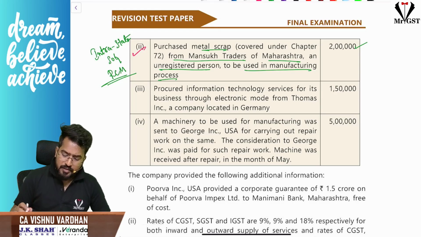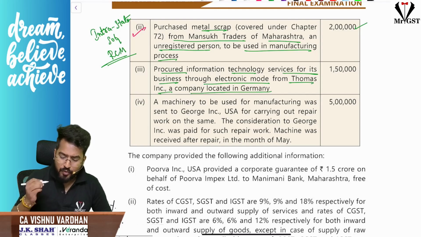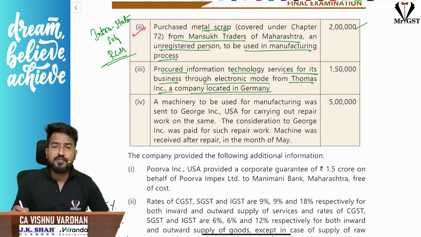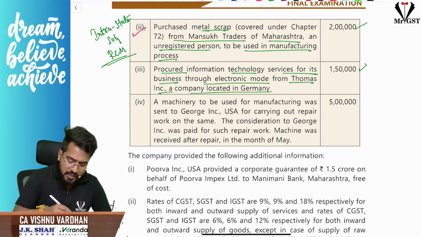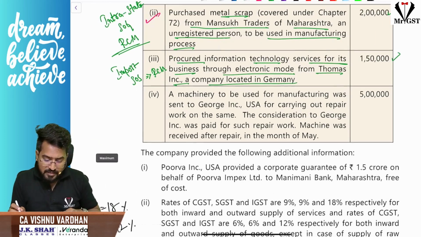Next, procured information technology services for its business through electronic mode from Thomas Inc., a company located in Germany. This is again importation of services. For importation of services, RCM again will come into picture. Import of supply of service, so it is RCM. We have to pay tax under RCM.